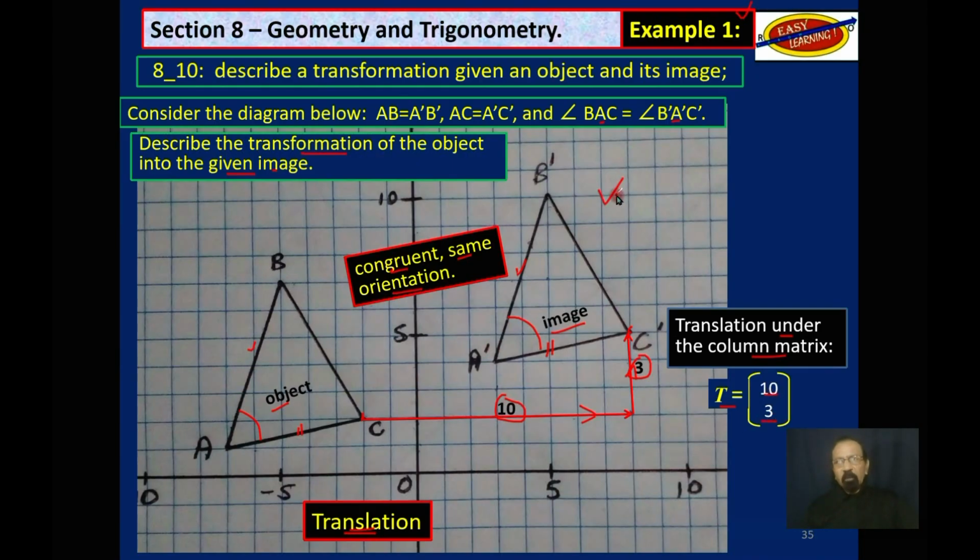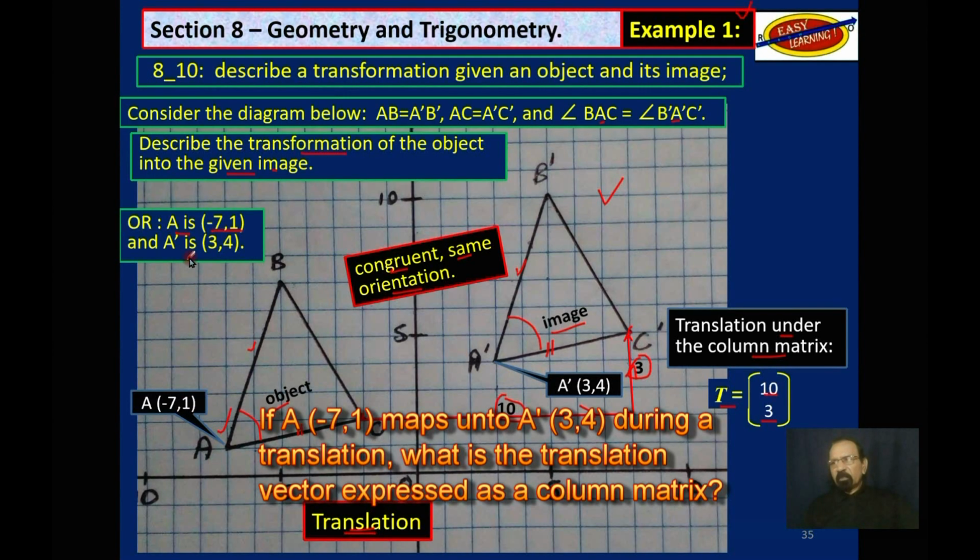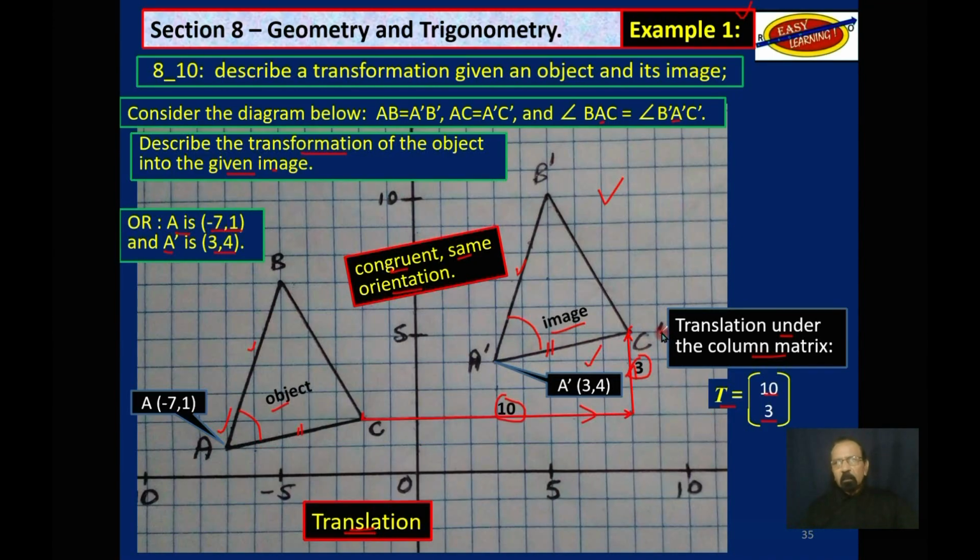We can stop there if this was given on a graph paper. But now let us say it is not given on a graph paper and you're told that the point A on the object, which is negative 7, 1, which is this, became under a transformation A prime 3, 4, which is this. It is a translation. What is the translation vector? So you're not given this diagram, but you are given that data, that information. So how do you go about doing that?